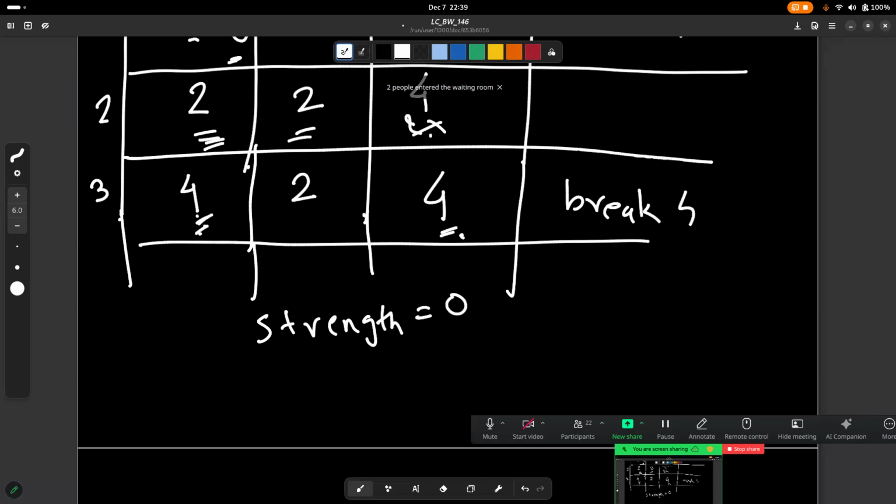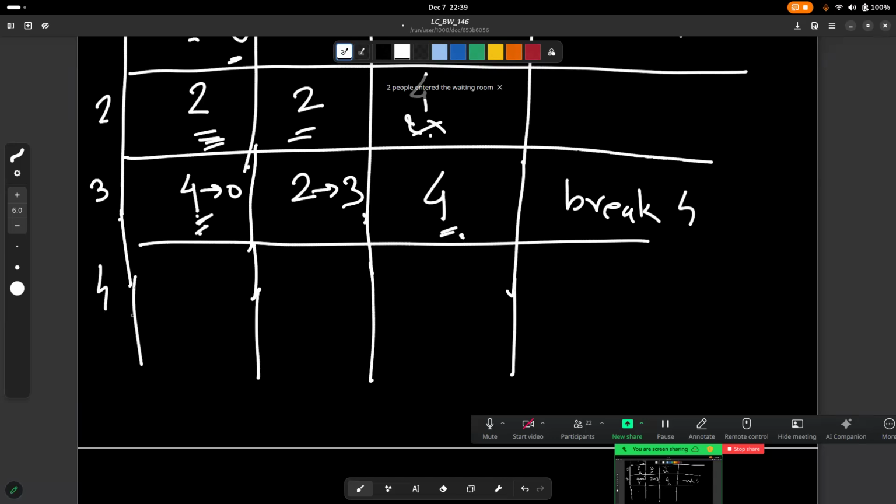Again, when I break the lock, although all those things happen, when I break the lock, my strength resets to 0. So 4 becomes 0. And my x value increments by k. My k is 1. So this becomes 3.